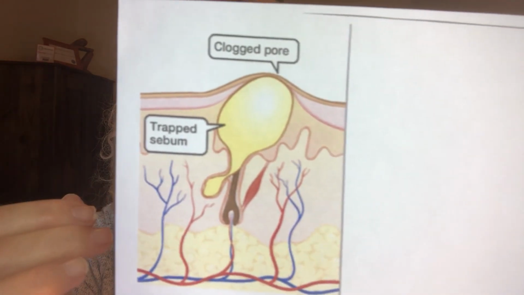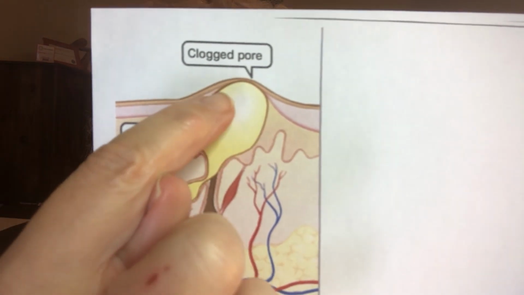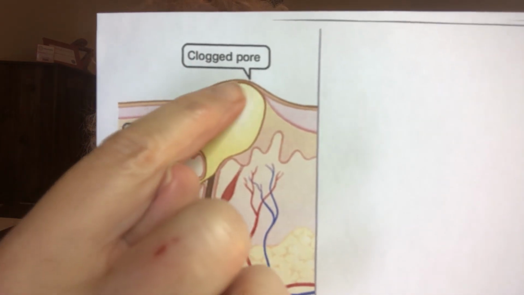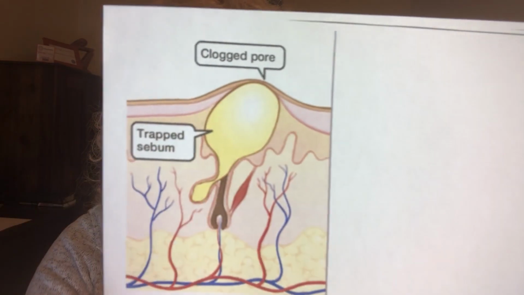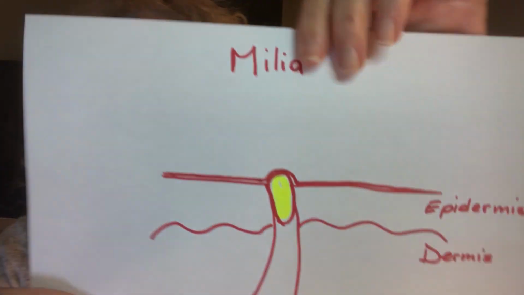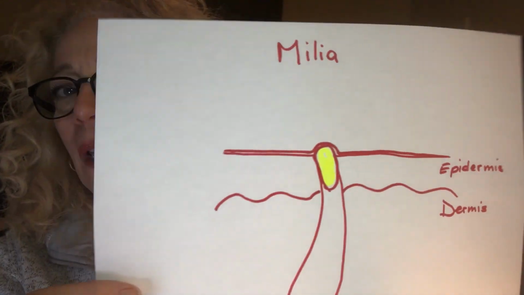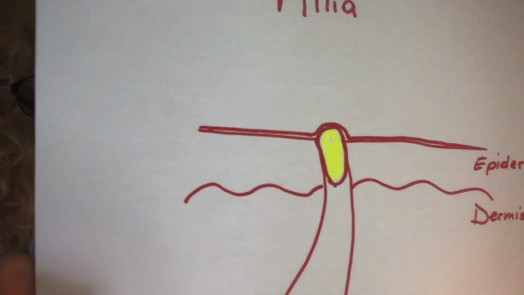So how are we able to take care of this? You see the skin above here? That's what we want to open up. You do not go too deep into the skin. So I have a diagram here that I drew. Okay, I think you can see that.